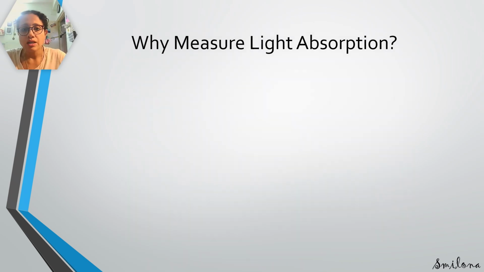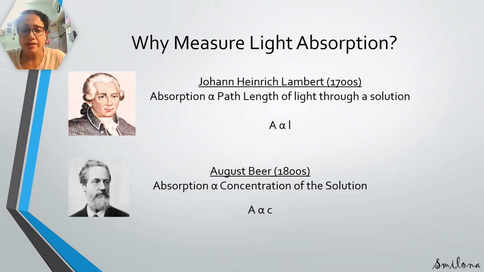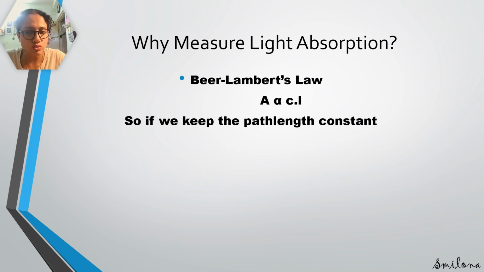Simple, right? Now this phenomenon was explained by Johann Lambert in the 1700s, where he said that absorption is directly proportional to the path length of light through the solution. 100 years later, August Beer said that absorption also depends on the concentration of the solution. Combining these two statements, we get the Beer-Lambert law, which states that absorption is directly proportional to the concentration of the solution and the path of light through the solution.